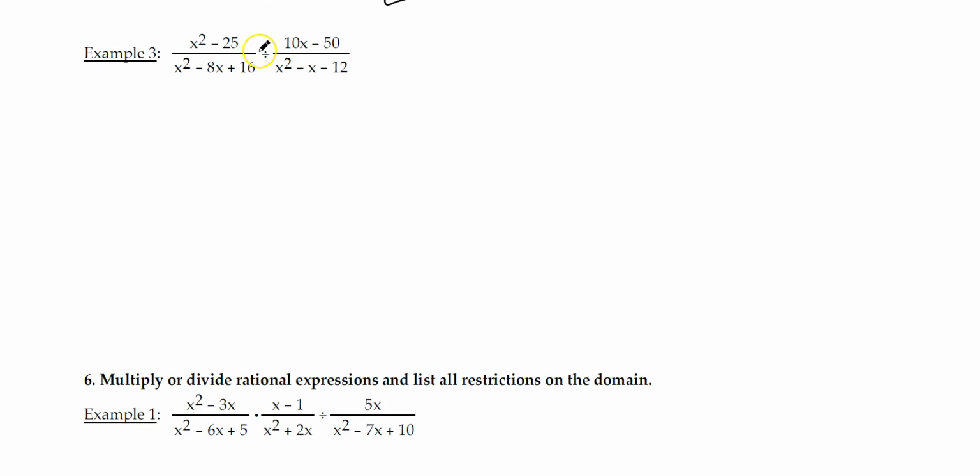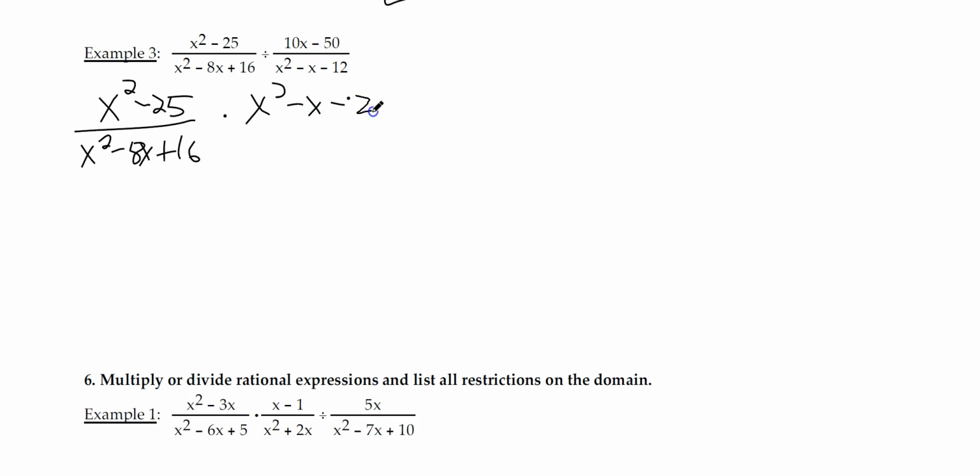Okay, again the division sign. So this first step, I'm just rewriting. Good. Make sure when you rewrite it that you take care of the division and the multiplication and that you've done the reciprocal. Now factor. Difference of squares. So x plus 5 and x minus 5.